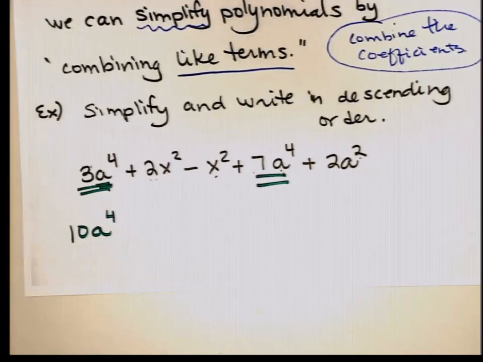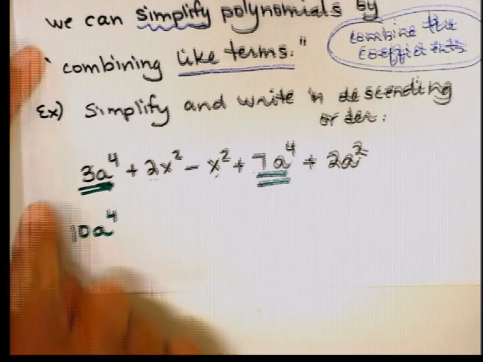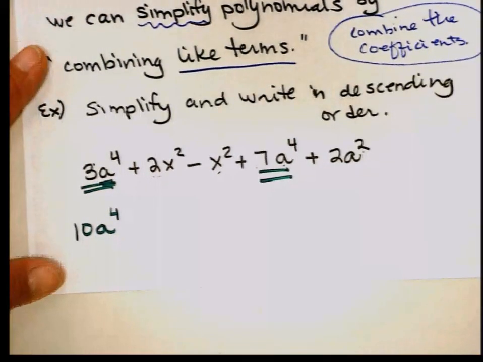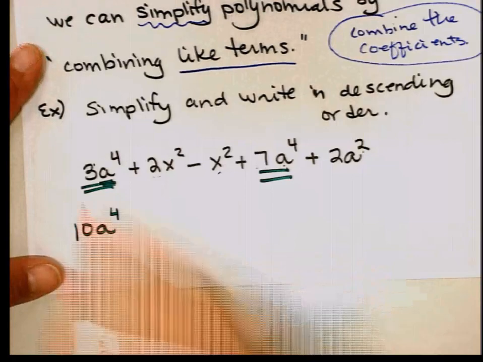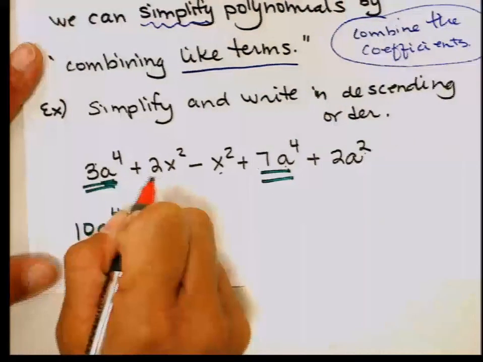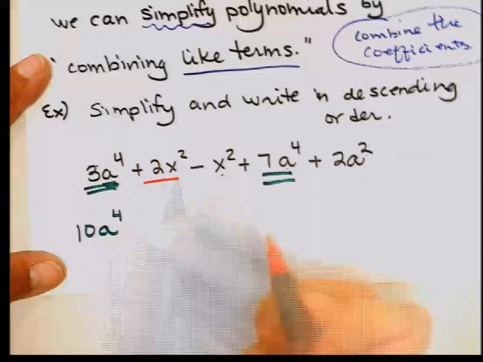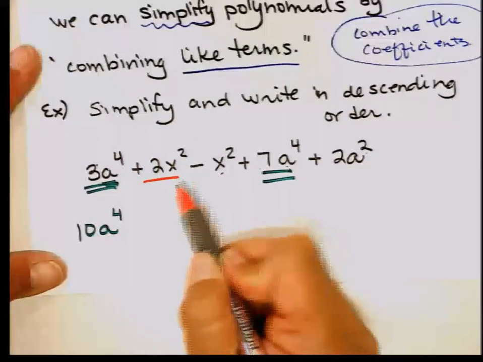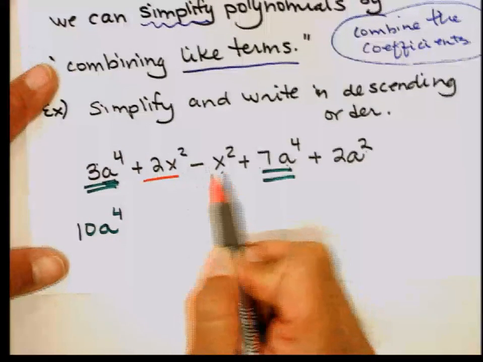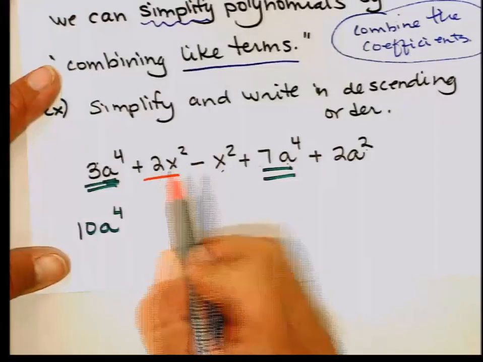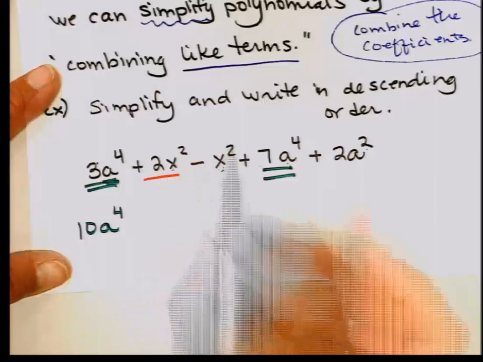Sometimes if I have a big string of things, I'll put little crosses off to make sure I keep track of everybody. So I've gone all the way through the garden and taken up all of the a to the fourths, and now I've got my new basket. I'll do it in red. Go through my garden, and now I come up with a 2x squared. So I grab this 2x squared. Next thing that happens, though, is I lose one of the x squared. So 2x squared minus x squared. These guys can combine, same letter, same power.